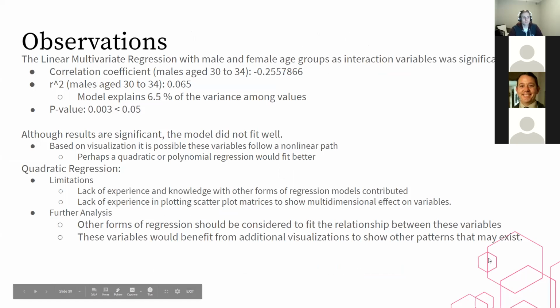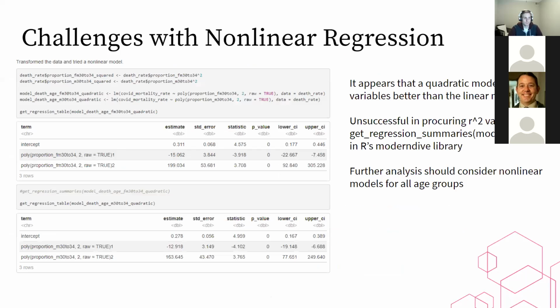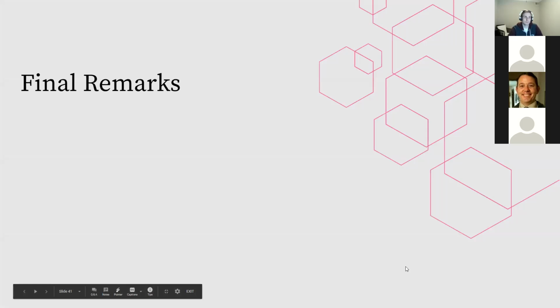I think there are some interesting things to explore here that, unfortunately, with my current level, I'm not able to explore. So I think this in particular would benefit from some further analysis that's a little more specialized than what I was able to do. Some more challenges with nonlinear regression: I had attempted to fit a quadratic model to this data, but I was unsuccessful, again just with my learning curve.